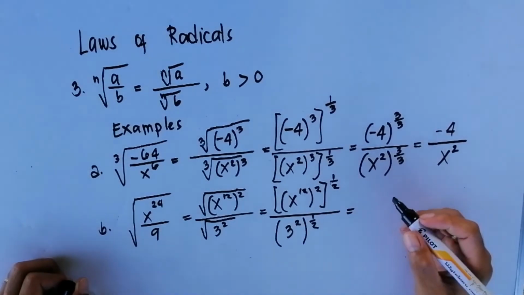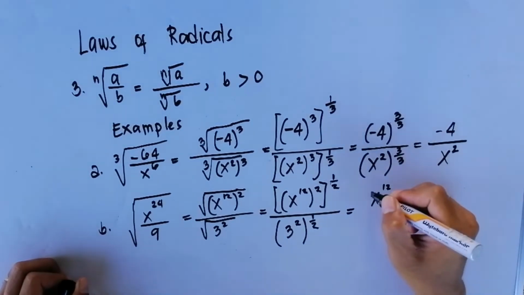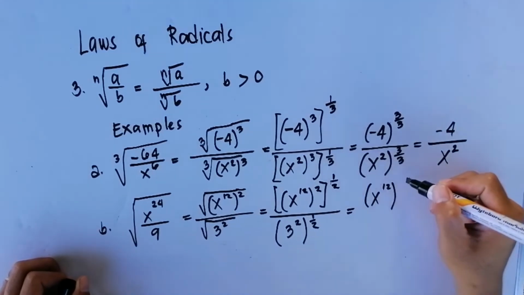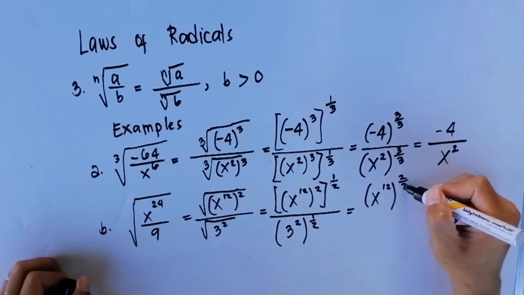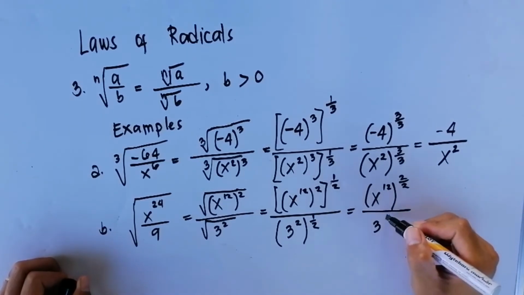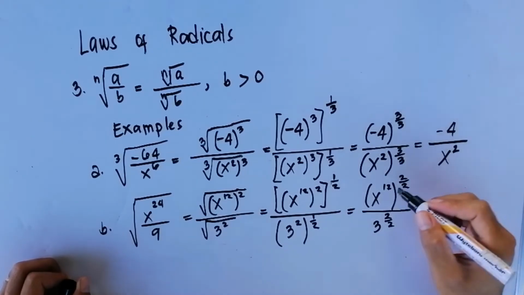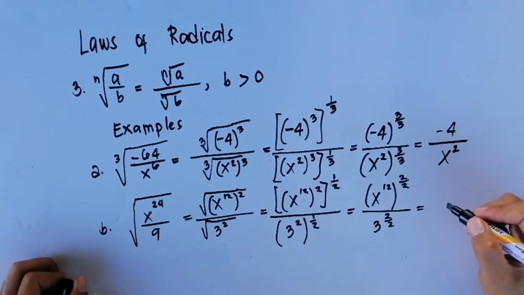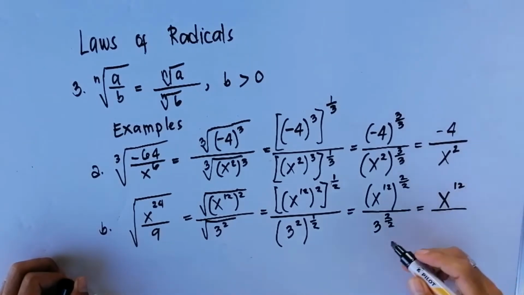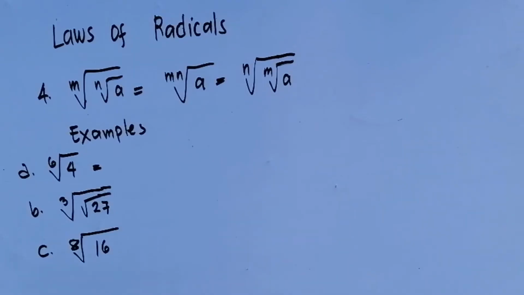Equals, okay, multiply, that is x raised to 12 raised to 2 over 2, then 3 raised to 2 over 2. Okay, divide, so that is x raised to 12 over 3, which is 4.